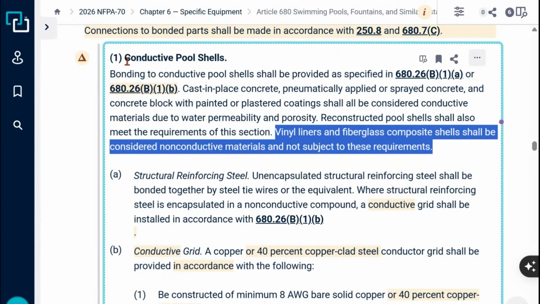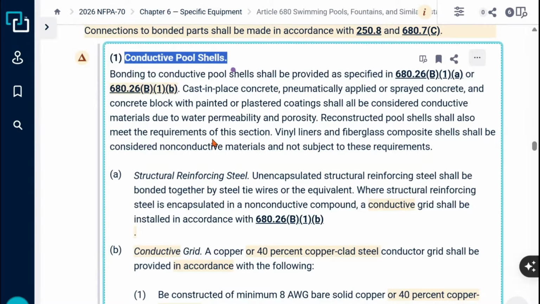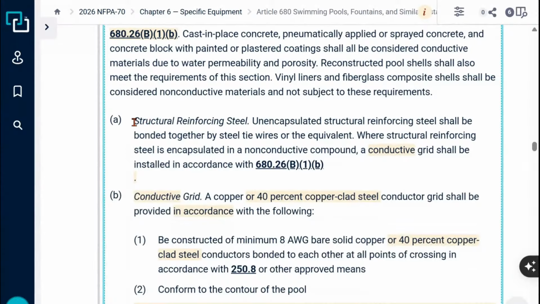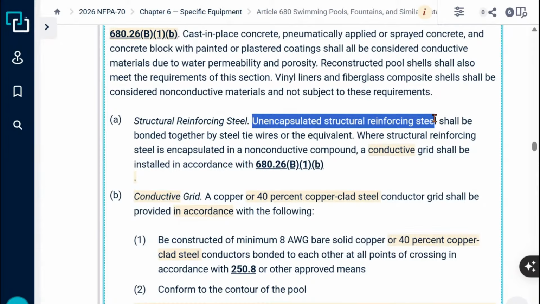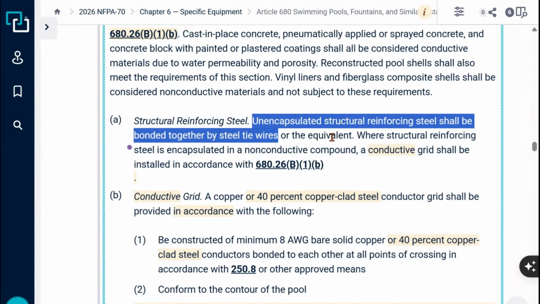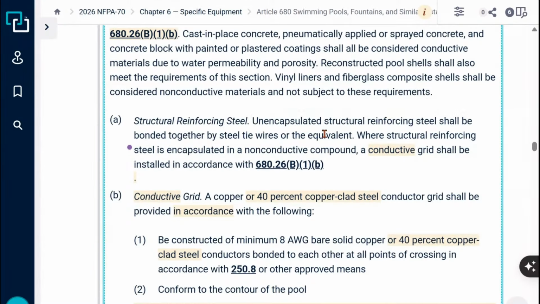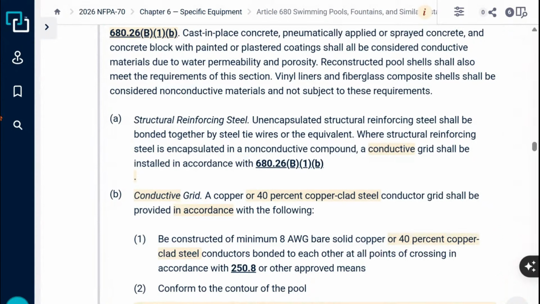All right. So assuming we have a conductive pool shell, the first requirement says unencapsulated structural reinforcing steel rebar shall be bonded together by steel tie wires or the equivalent. So yes, just connecting them together with steel tie wire is fine. Let's stop there for a second. Somebody dug a hole in the backyard, or in the back of a building, or at a hotel, they're putting a pool in, whatever the case may be. There was a hole dug in the ground and the pool is formed with rebar. That's what this requirement is saying.